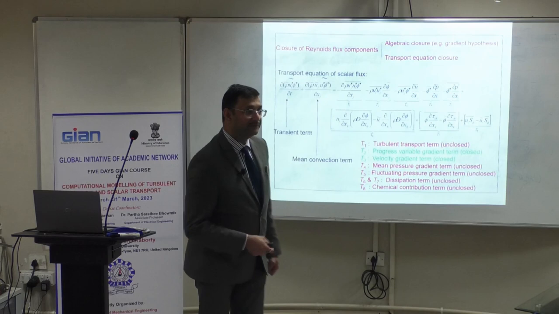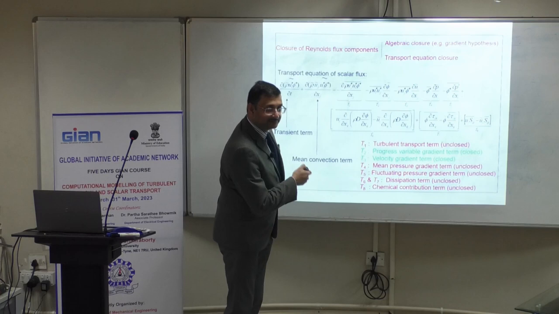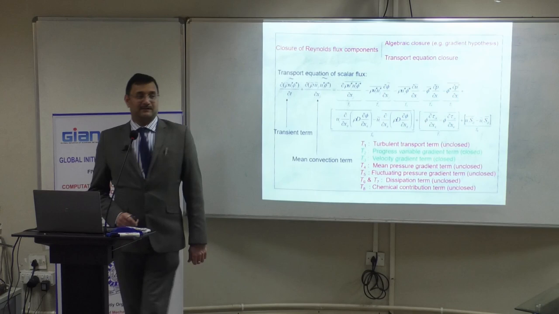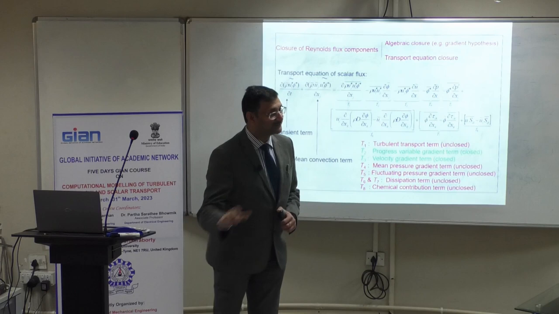But these two give rise to generation of scalar flux. This is due to the mean scalar gradient, due to the mean velocity gradient. Here, these two are effectively responsible for redistribution of scalar flux because of pressure. Once again, they do not generate, do not destroy. Just redistribute it.